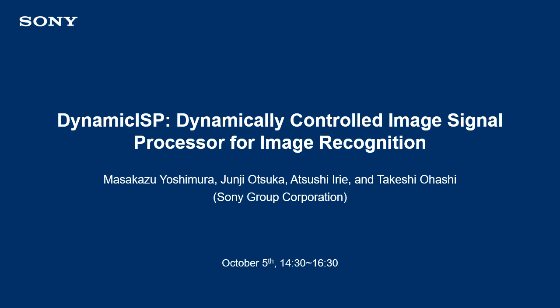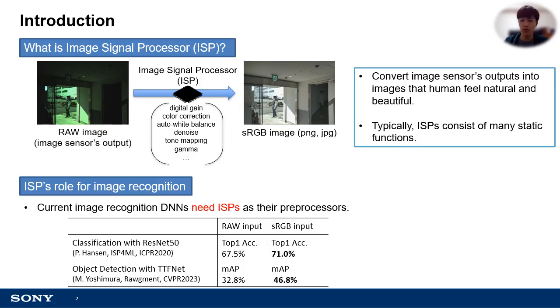DynamicISP, Dynamically Control Image Signal Processor for Image Recognition. Do you know Image Signal Processor, ISP? It converts raw image sensors output into sRGB images that humans feel natural and beautiful. Typically, ISP consists of many static functions like these functions.